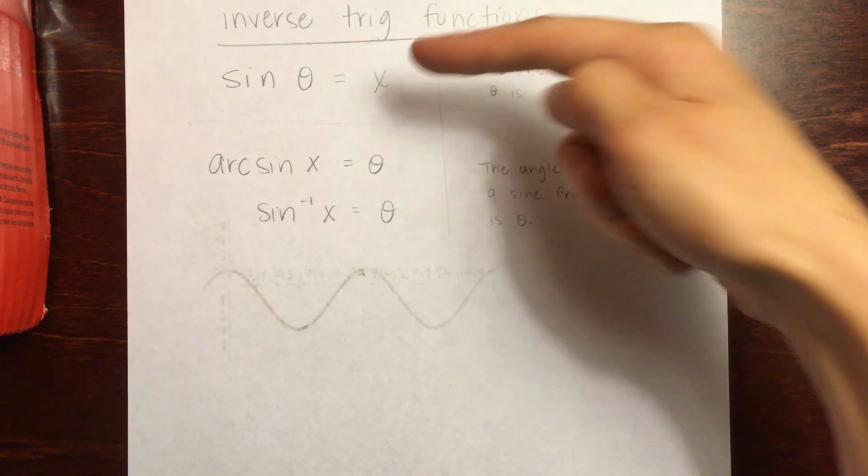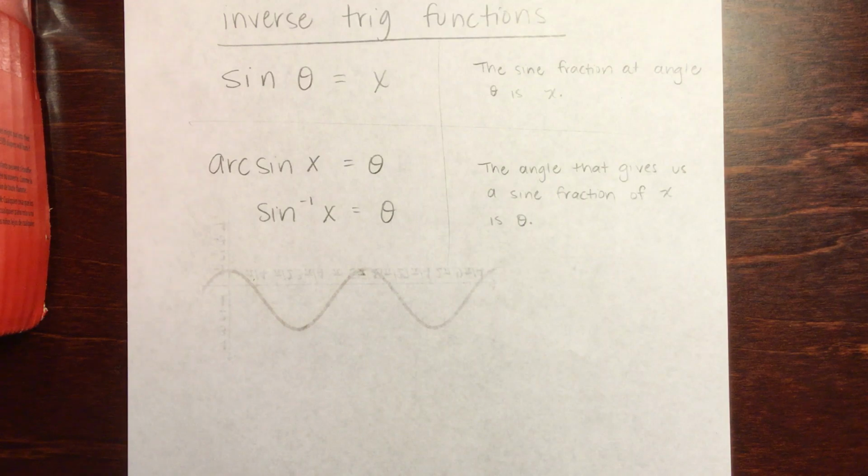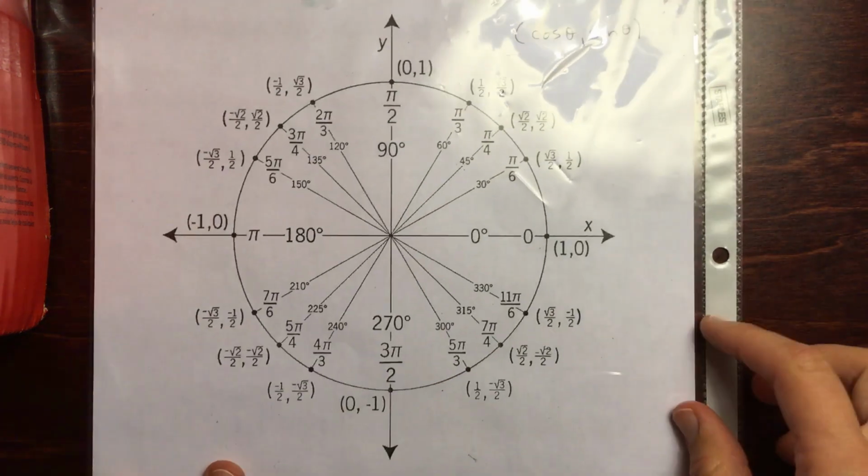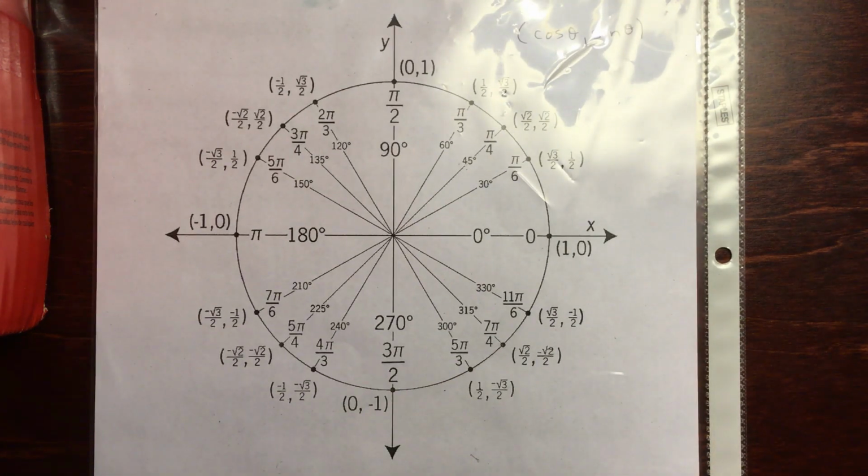Normally I give you the angle and you give me the sine fraction. That's how inverse functions work. They just switch your x and y values, or in this case, your x and theta values. All right, in my notes, I have a little bit better description of where this comes from on your unit circle, but for now, I'm just gonna cut straight to the chase.